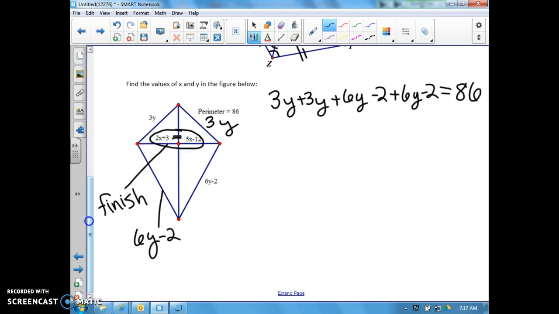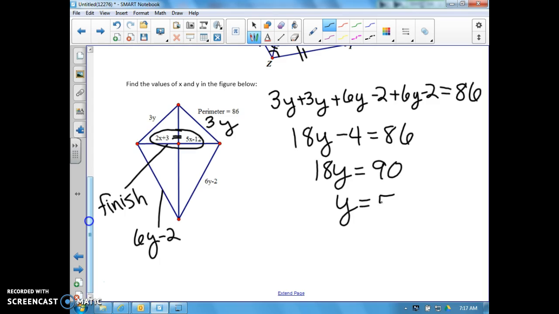Now, let's combine like terms. 3 plus 3 plus 6 plus 6 is going to get me 18y minus 4 equals 86. Add 4 over, 18y equals 90. Therefore, y equals 5.